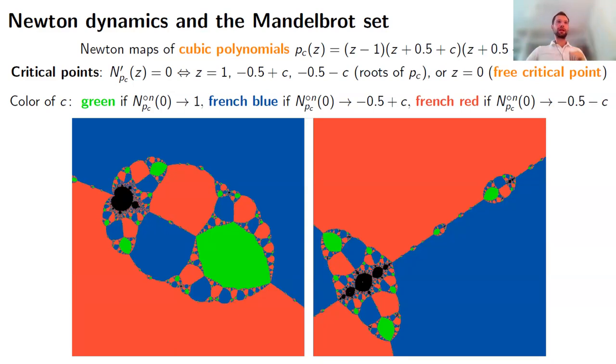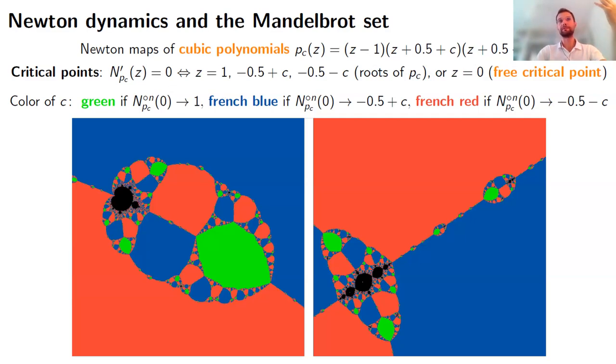Again, twist your brain a little bit. I want to understand cubic polynomials. This is the way to write a cubic polynomial. I just prescribe where the roots of this cubic polynomial are, and they depend on the parameter C. For this polynomial, I can cook up its Newton map, N sub p, by that formula that we discussed at the beginning.